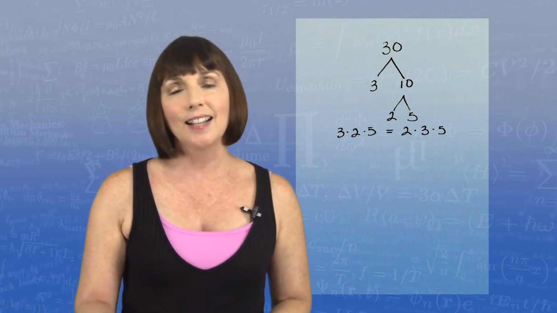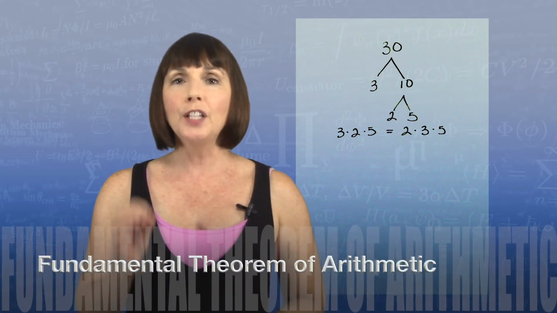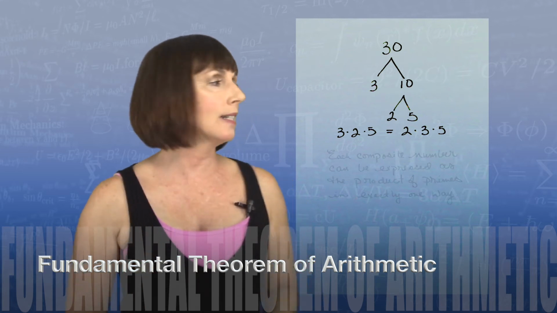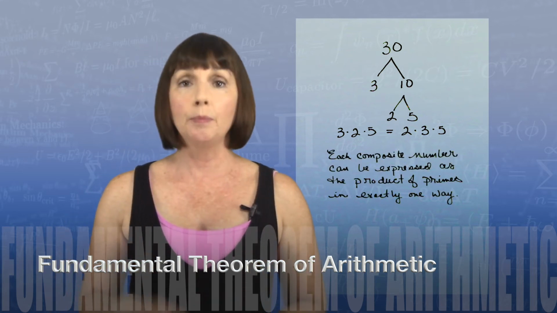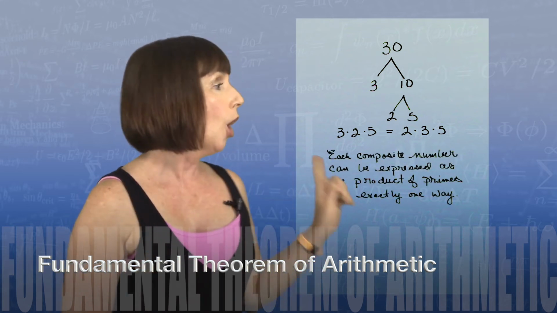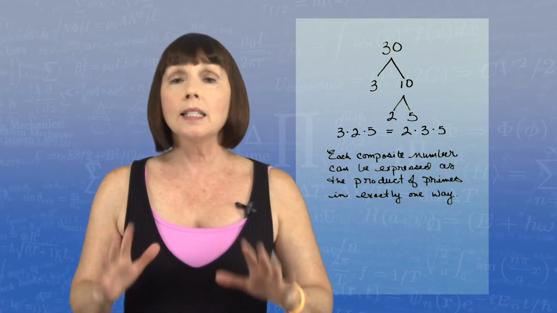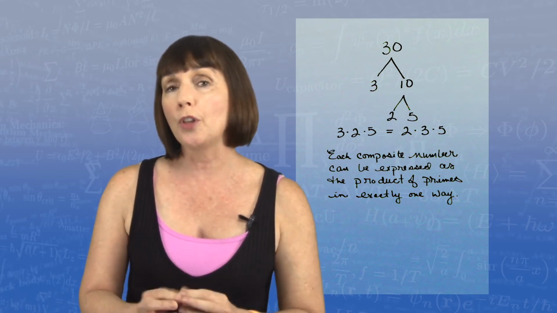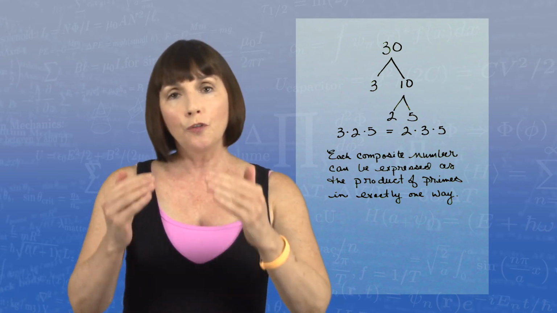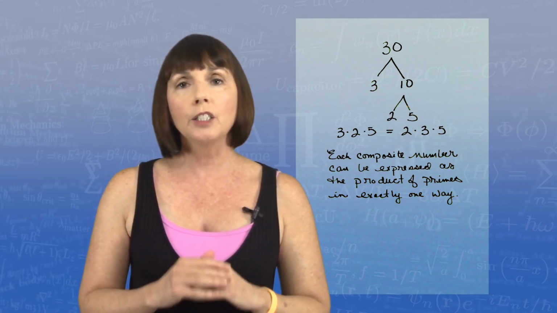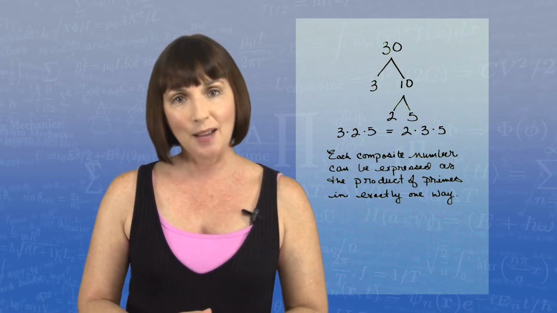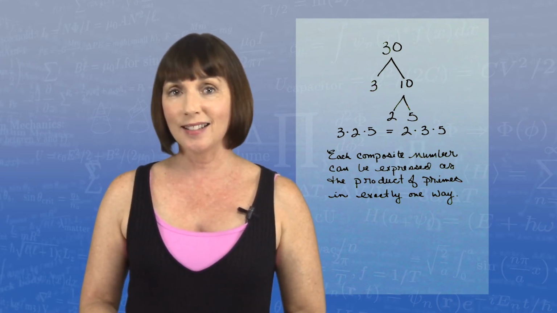And that leads us to this. The Fundamental Theorem of Arithmetic says each composite number can be expressed as the product of primes in exactly one way. So it doesn't matter which factors you start with on your factor tree. Once you factor down to primes, the product of primes will be the same. And that's what that theorem tells us.